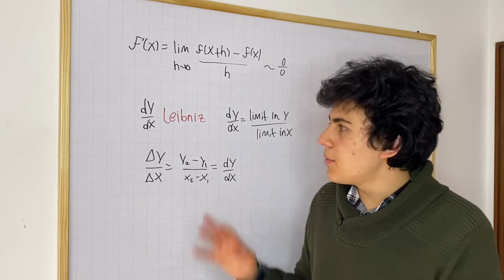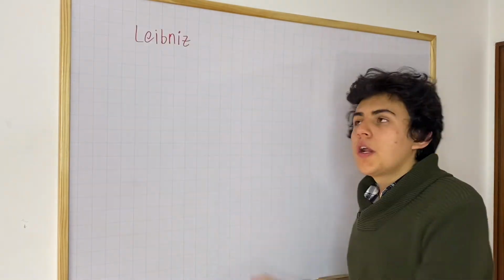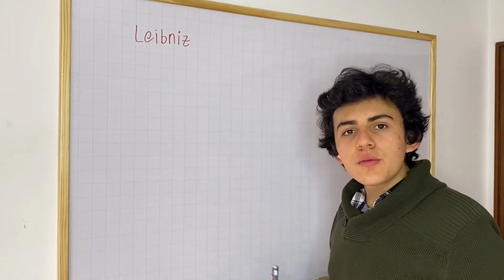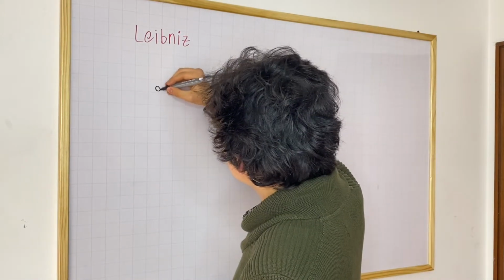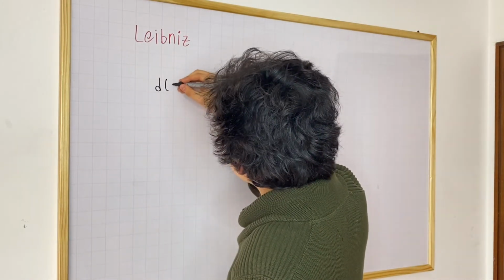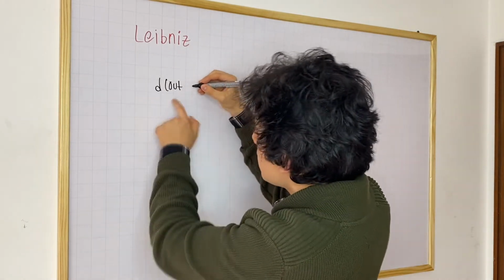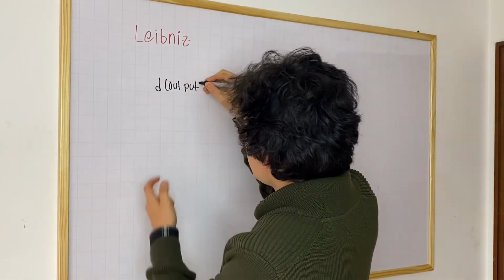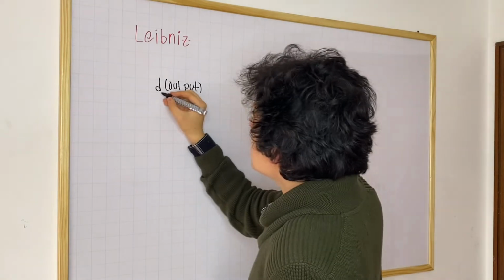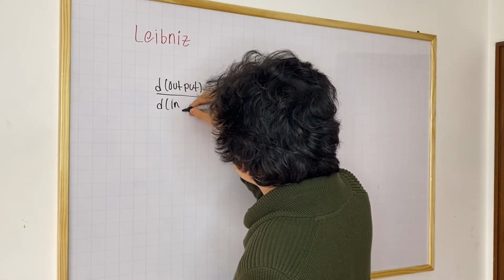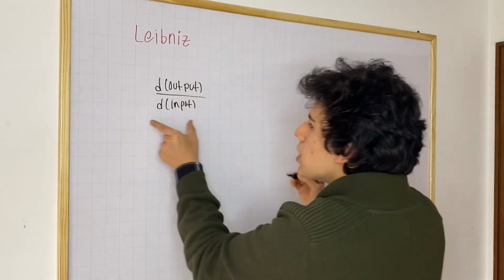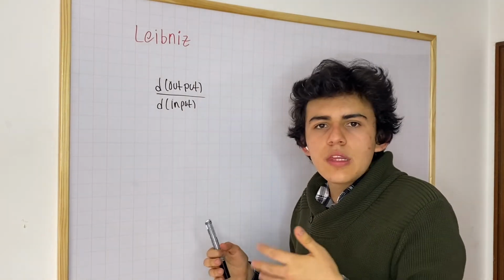Now let me show you something about Leibniz. It's pretty interesting to use this form. You have the difference of an output. I'm going to write it like this so you see what I actually mean. You have the difference of an output divided by the difference of an input. In this case, output and input refer to the parts of a function.